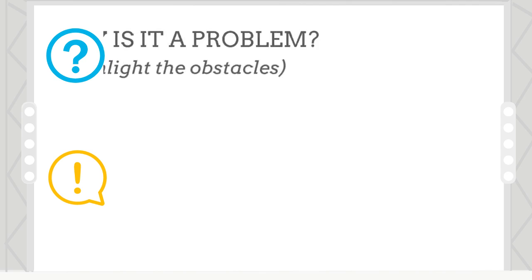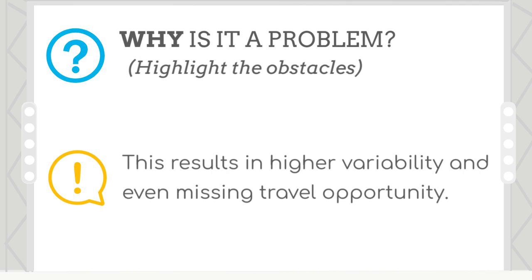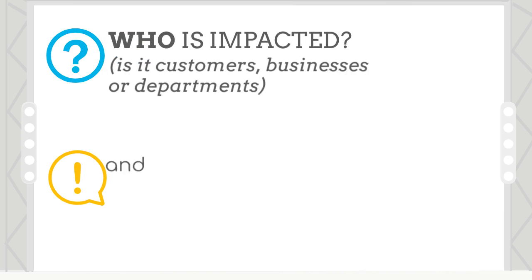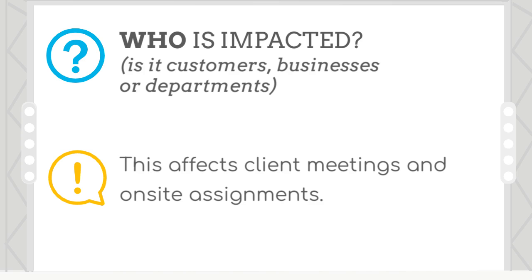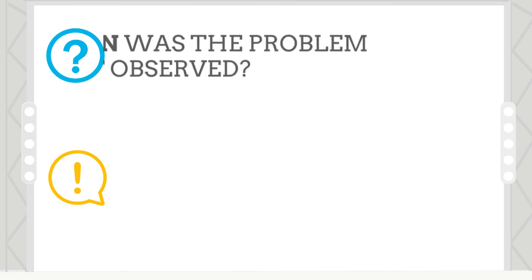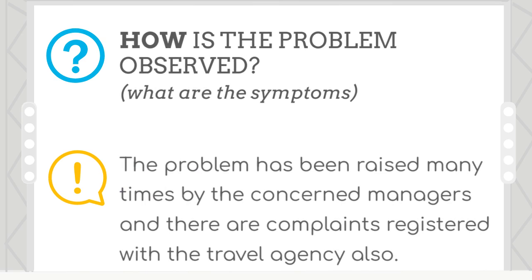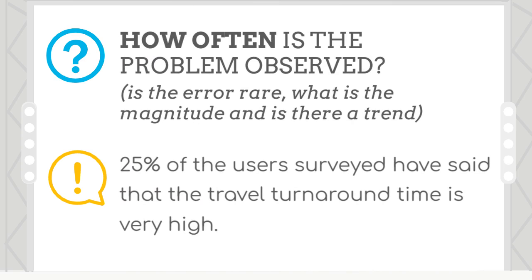Why is it a problem? Where is the problem observed? Who is impacted? When was the problem first observed? How is the problem observed? How often is the problem observed?